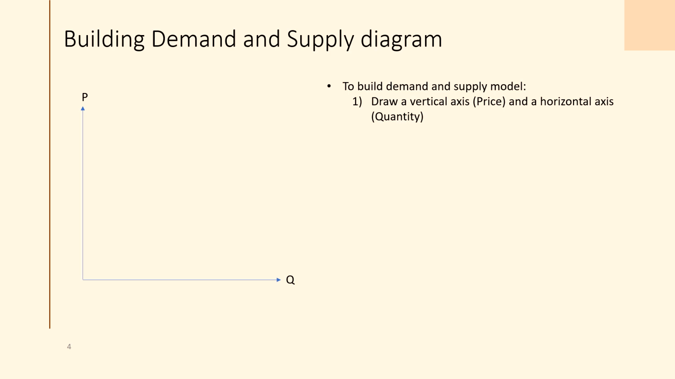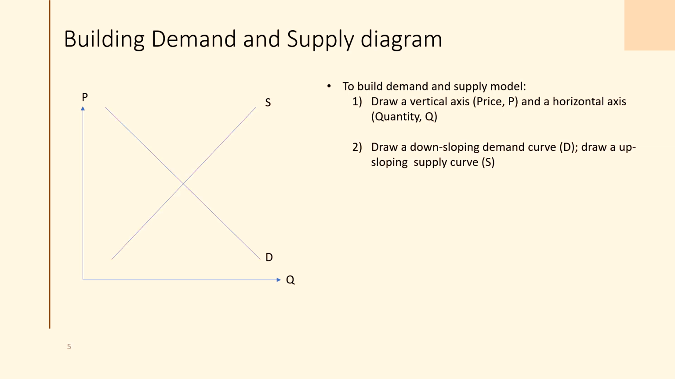Okay, now let's learn how to build the demand and supply diagram step by step. First, we draw two axes. The vertical axis represents the price, which we label as P. The horizontal axis represents quantity, which we label as Q. This coordinate system allows us to visualize how price and quantity interact in a market.